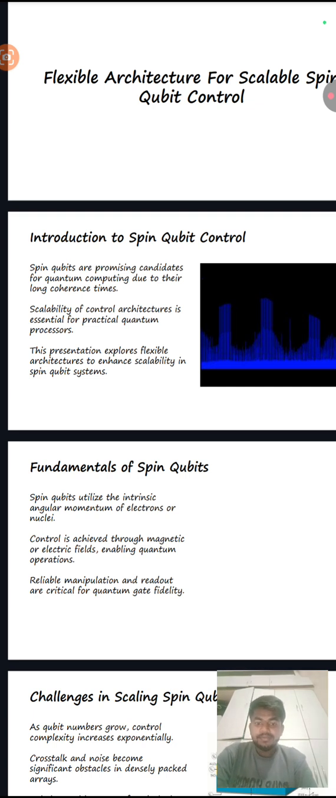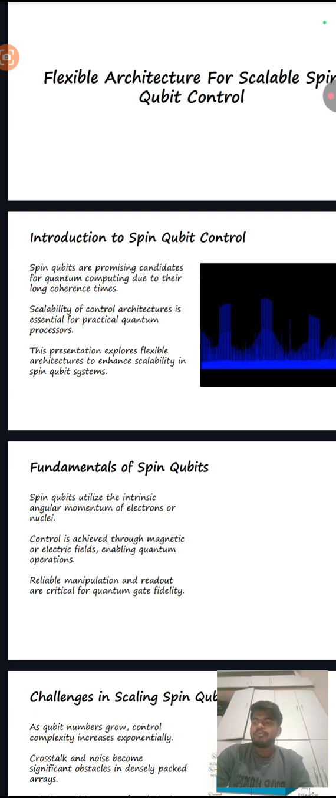Fundamentals of spin qubits. Spin qubits utilize the intrinsic angular momentum of electrons or nuclei. Control is achieved through magnetic or electric fields, enabling quantum operations. Reliable manipulation and readout are critical for quantum gate fidelity.